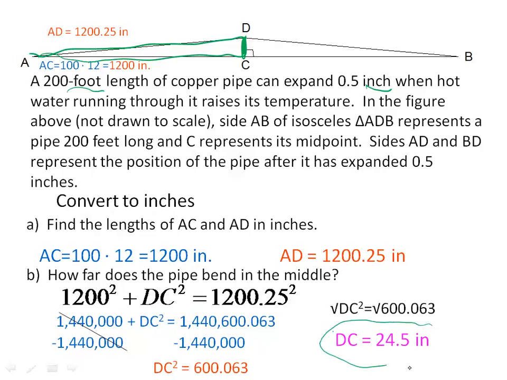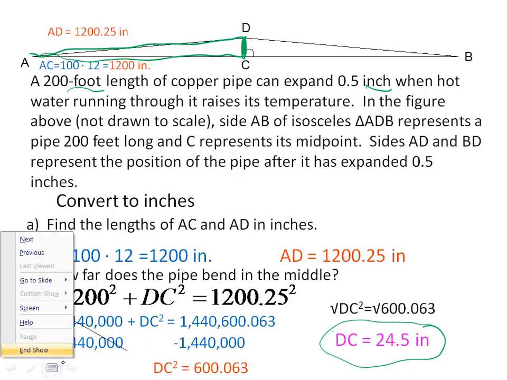So don't get all caught up in trying to match the word problem perfectly with the figure. Just take it for what it's worth and get two lengths of that triangle and use it to find the third one. Okay, that's it.